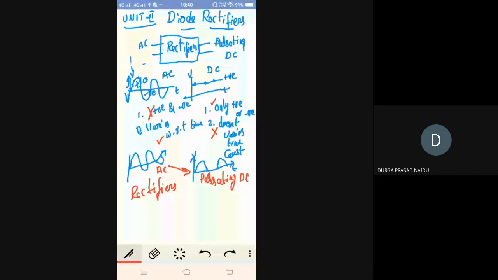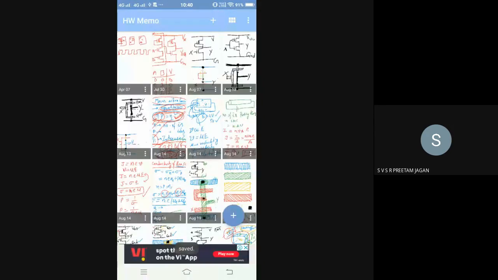Okay. Everyone understand what is the definition of the rectifier? Why it is known as pulsating DC? Okay. Next I will classify different types of rectifiers. Now, how many types of rectifiers are there?